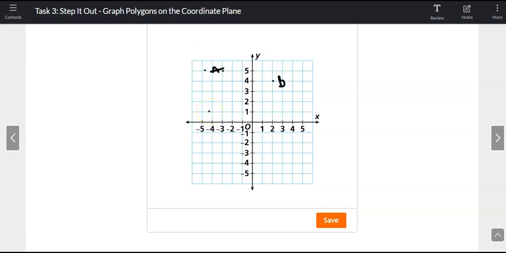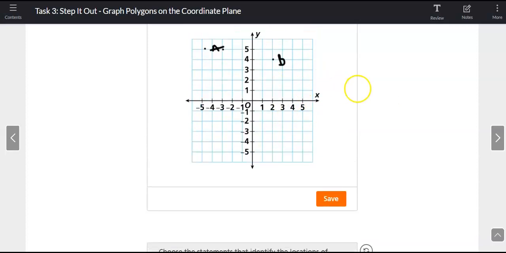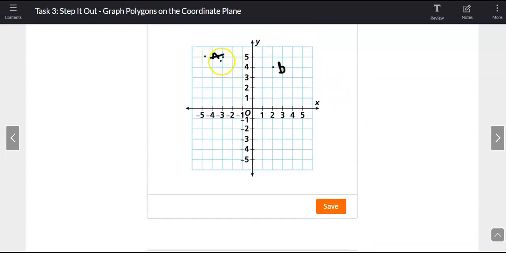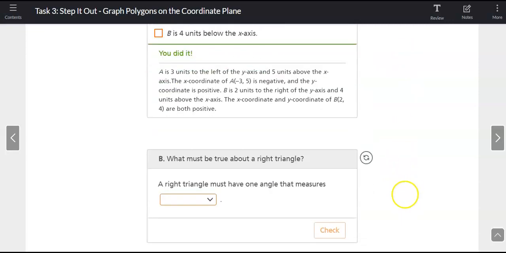Okay, so if you can see, we are 5 above, 2 to the left, sorry, 3 to the left, because our dot is right here. Right here, 1, 2, 3. Then we are 4 up and 2 over, and that's how we got all of those there.